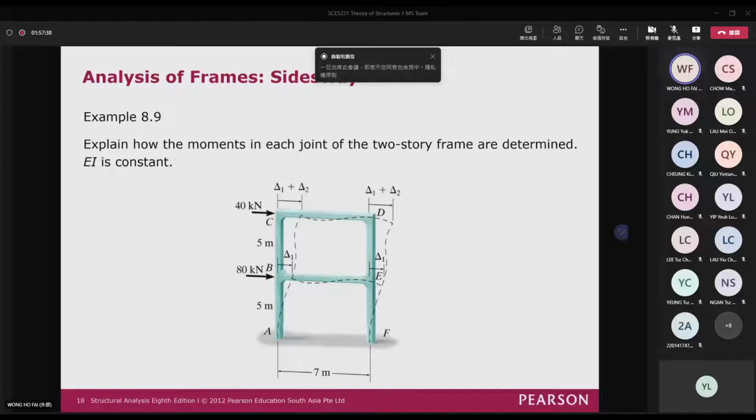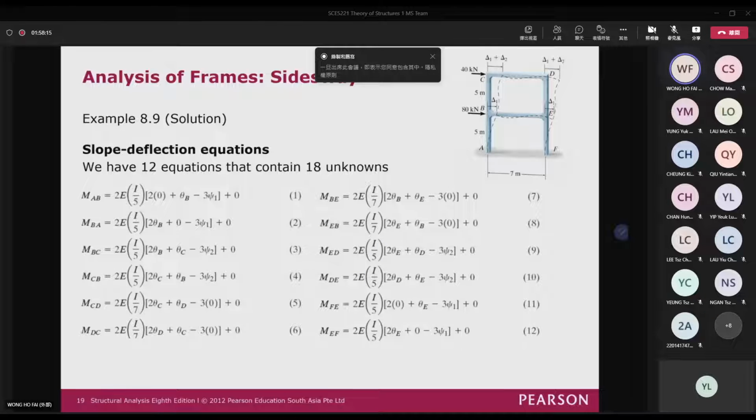Now this one is more complicated because you can see that we have quite a lot of members. If you can count, we have 1, 2, 3, 4, 5, 6. We have 6 members. And then there are actually the delta for member AB, delta for member BC, for ED, and then for EF as well. So for this one, we can write down the slope deflection equation for 6 members. So we have totally 12 slope deflection equations. So it is something like this. So it is quite a lot.